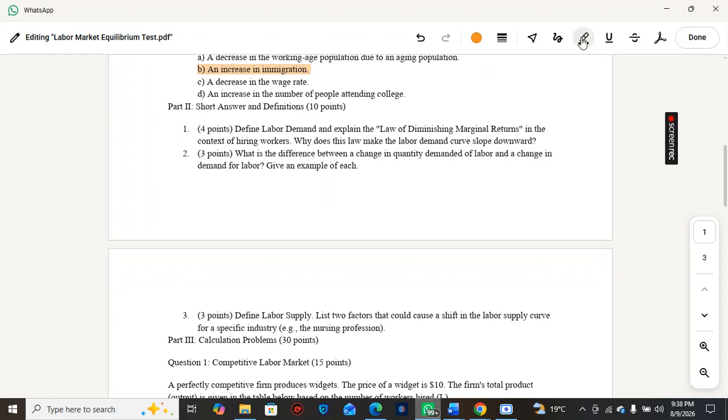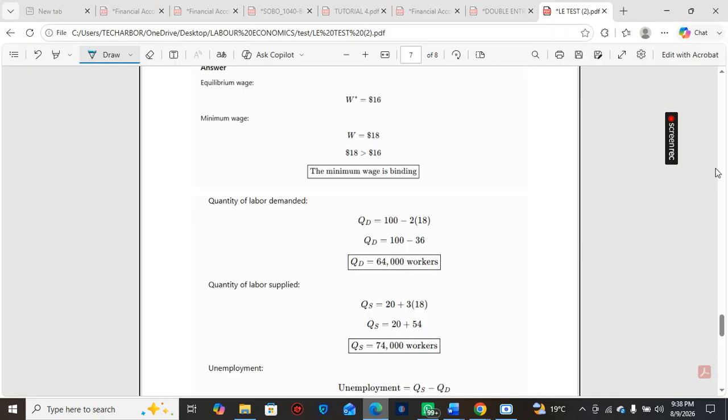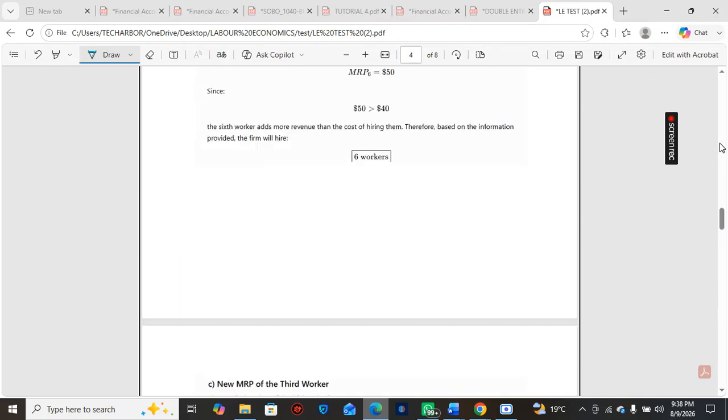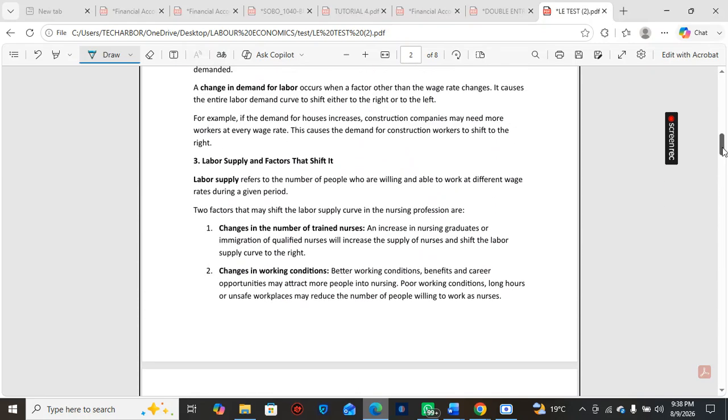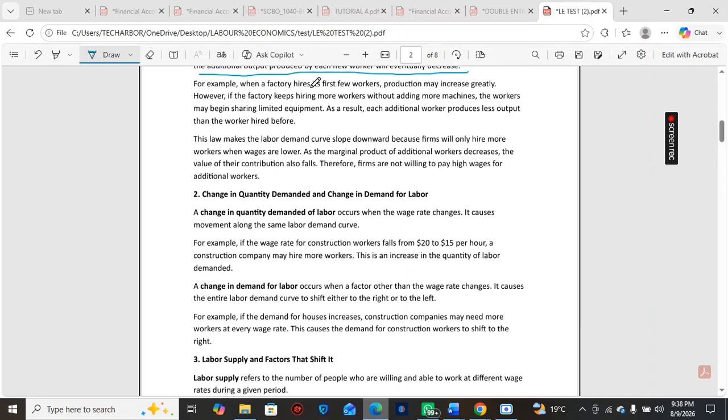Okay, what is the difference between change in quantity demanded of labor and change in demand for labor? Give an example for each. So first, let me illustrate this with the graph. This is our labor demand curve. This is the wage rate. This is the quantity of labor.